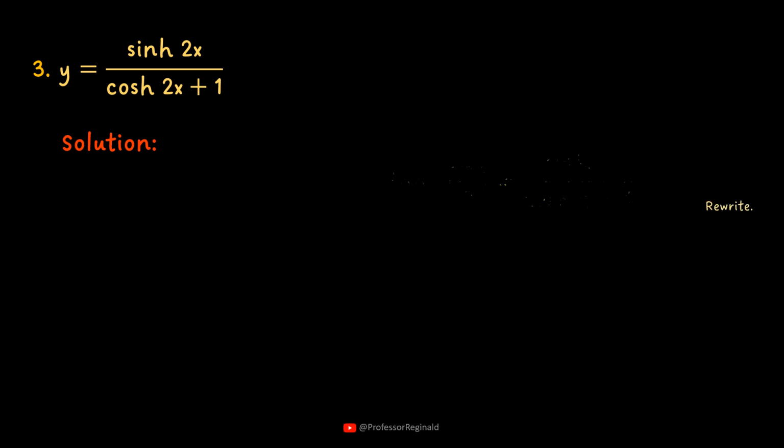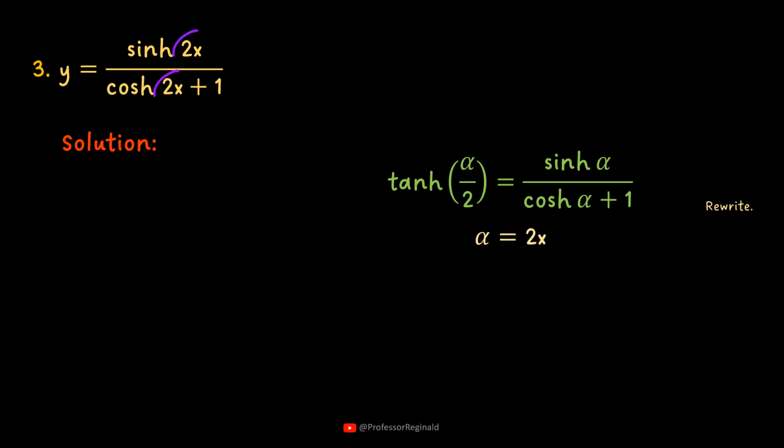Number 3. Y equals the hyperbolic sine of 2x all over the quantity of hyperbolic cosine of 2x plus 1. Solution. To simplify the differentiation process, rewrite y using a half-argument identity, where alpha equals 2x. Y becomes the hyperbolic tangent of x, whose derivative is easier to find than the given y.